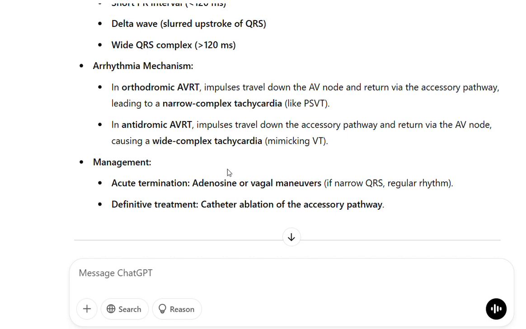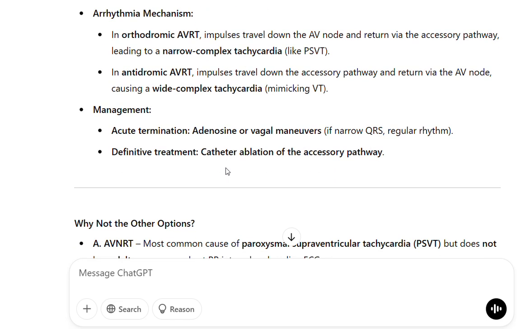Management. Acute termination: adenosine or vagal maneuvers, if narrow QRS, regular rhythm. Definitive treatment: catheter ablation of the accessory pathway.